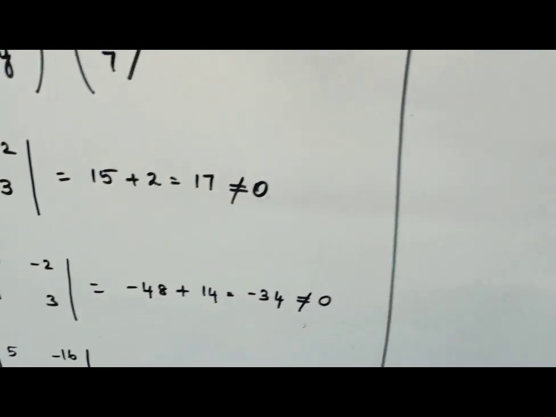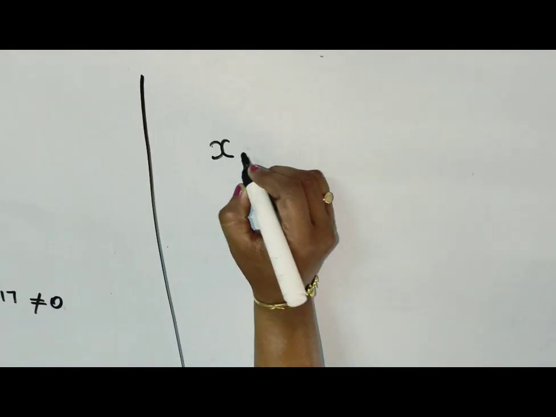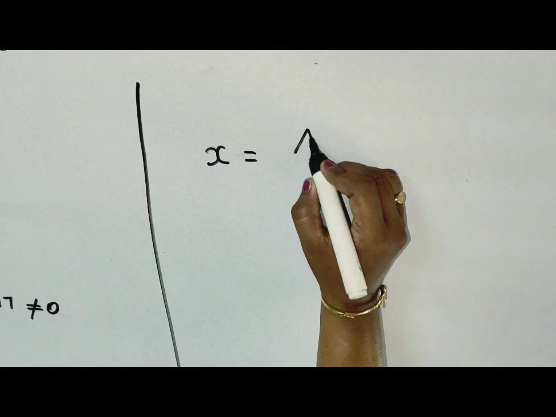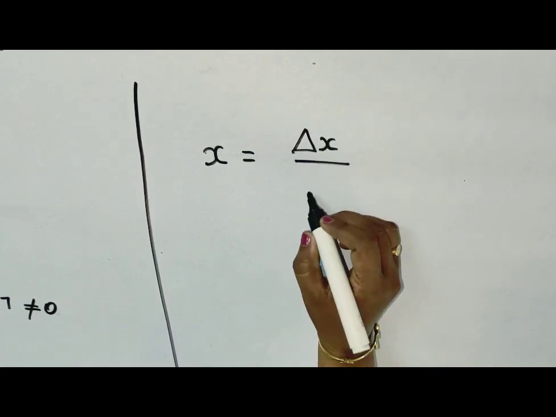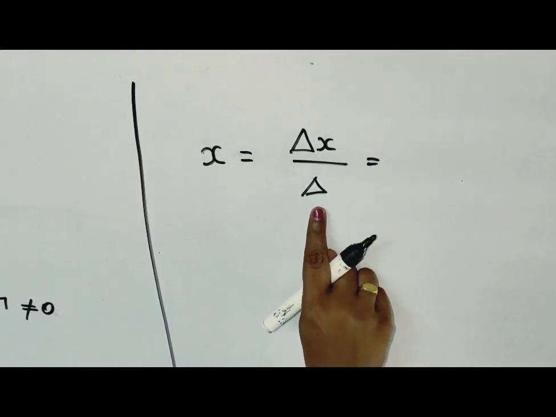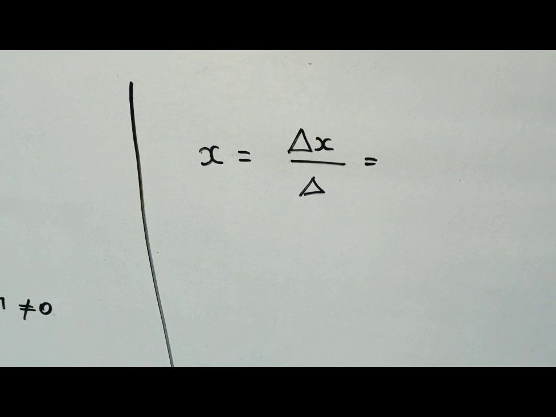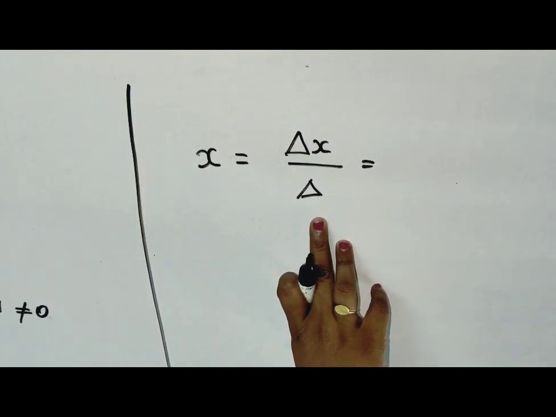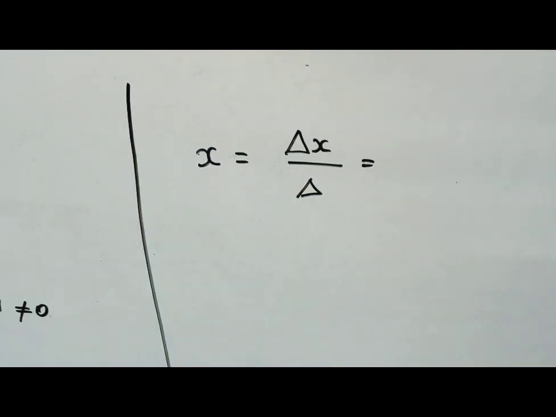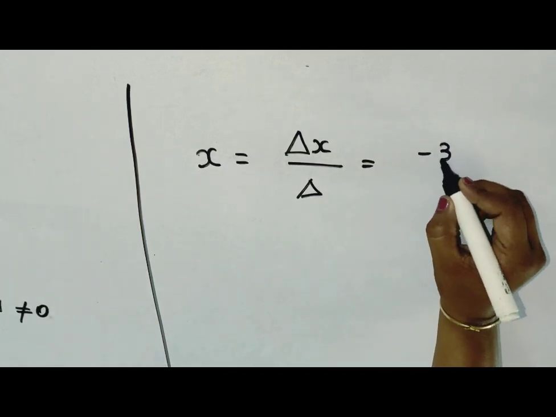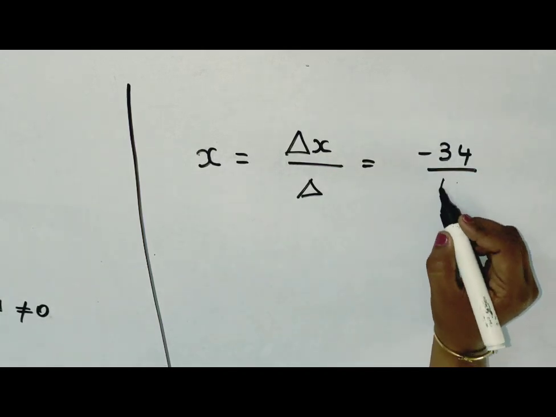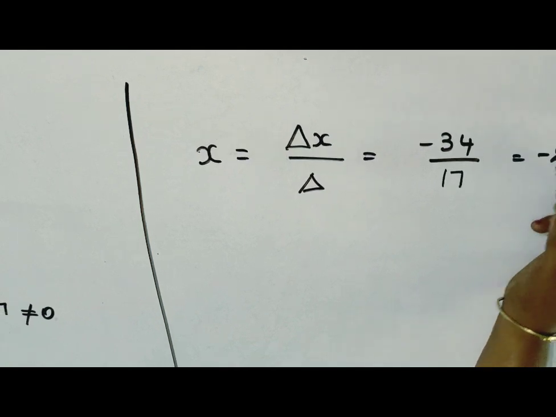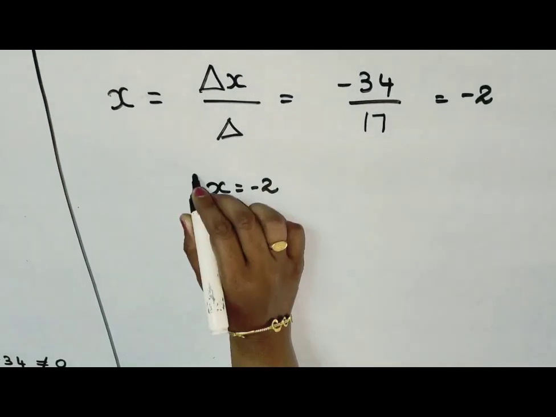Now, we have to find the value of x and y. How to find the value of x using Cramer's rule: x equals delta x by delta. That is what I told you, the delta value should always be not equal to 0. If it is equal to 0, anything divided by 0 will give us infinity. That is the reason the delta value must not equal 0. What is the delta x value we got? Minus 34. What is the value of delta we got? 17, which gives minus 2. So, x equals minus 2.